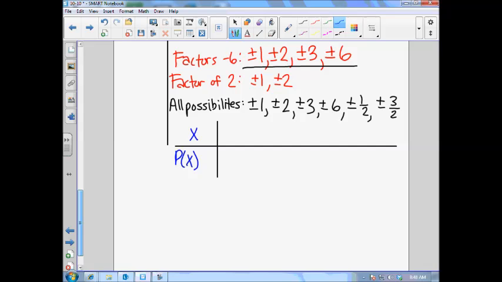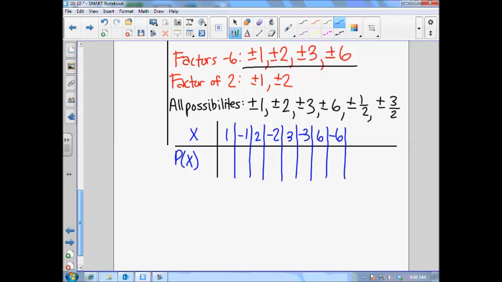So we have to plug in 1, negative 1, 2, negative 2, 3, negative 3, 6, negative 6, 1/2, which might be easier to plug in as 0.5, negative 0.5, 1.5, and negative 1.5. Barely fit that on. But the good news is we just have to find the first one. And I'm going to show you a way to find out the rest of the factors quicker.